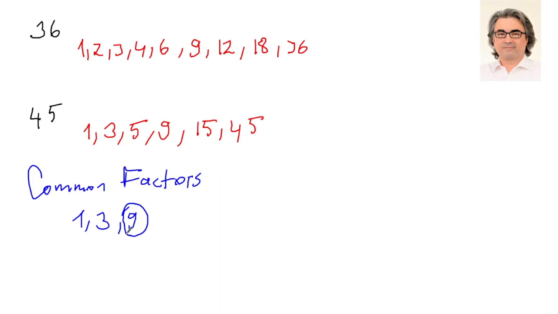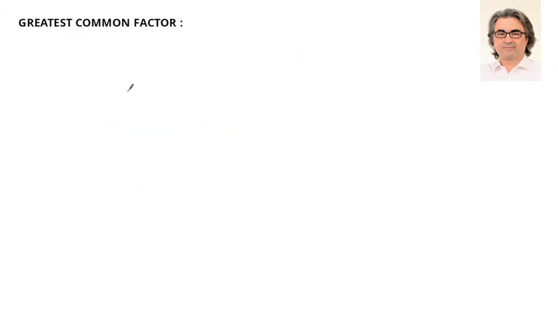All common factors of two numbers are all factors of their greatest common factor. Did you understand? It's a very, very beneficial result we reached. So our next title is greatest common factor. How can I find the greatest common factor of two numbers?